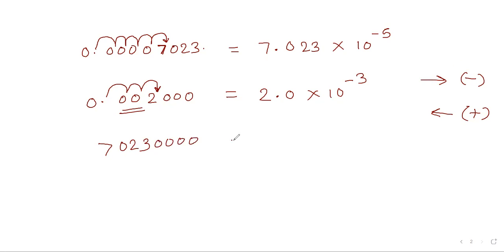70230000. Is it a small number or a big number? Big number. So what power of 10 will it have, negative or positive? Positive.